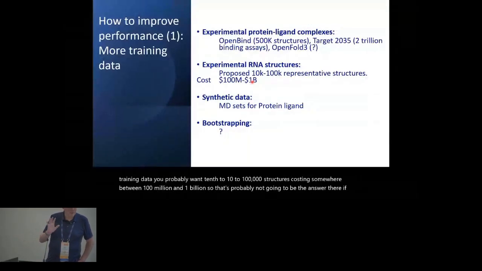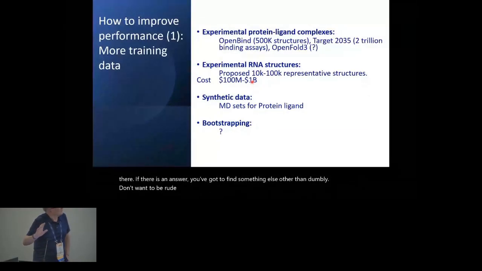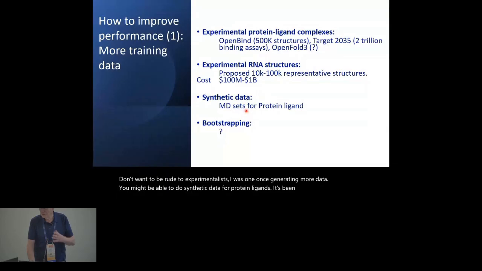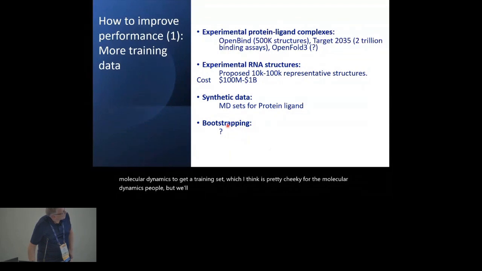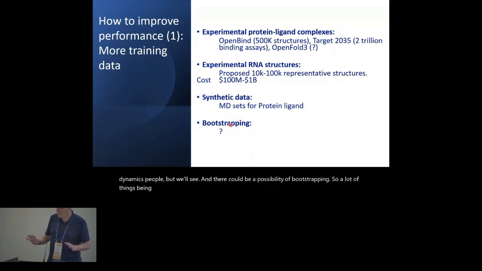You've got to find something else other than dumbly, I don't want to be rude to experimentalists, I was one once, generating more data. You might be able to do synthetic data for protein ligands. It's been suggested you might use molecular dynamics to get a training set, which I think is pretty cheeky of the molecular dynamics people, but we'll see. And there could be a possibility of bootstrapping. So a lot of things are being tried. In some sense, a very simple idea, throwing money at the problem, sometimes might work.